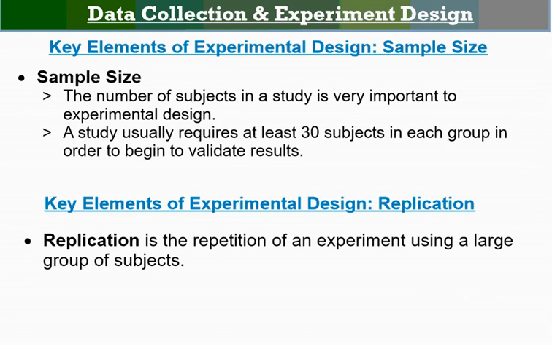Key elements of experimental design. What role does sample size play? Well, sample size, obviously the number of subjects in a study, is going to be very important to the experimental design. The rule of thumb is that a study usually requires at least 30 subjects in each group in order to begin to validate some results, and that's what we refer to later as the replication aspect. So replication is the repetition of an experiment using a large group of subjects so that it's repeatable and you get similar results.